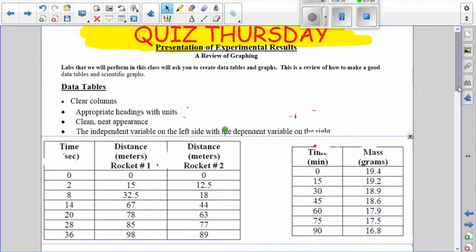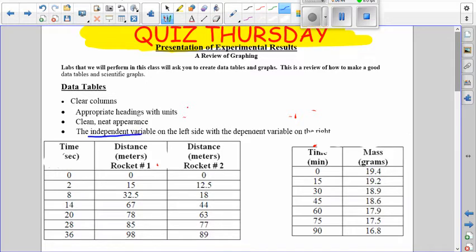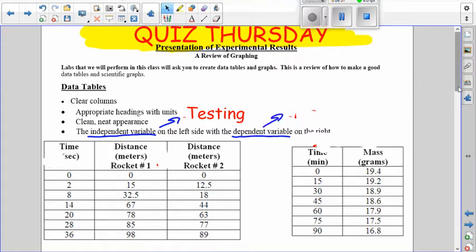So let's go ahead and take a look at this. We have these data tables here. This one has time in seconds, and it has the distance a couple different rockets traveled. Now, we're told with data tables, the independent variable, that's the one that we are testing. You guys remember that? And the dependent variable, that's the one that we are measuring or observing. Let's not forget that. The independent variable is on the left, okay? So let's see here. Jenna, which is the independent variable? It's got to be the one that's on the far left? Time in seconds, right? Not meant to be a trick question, but like, okay, cool.